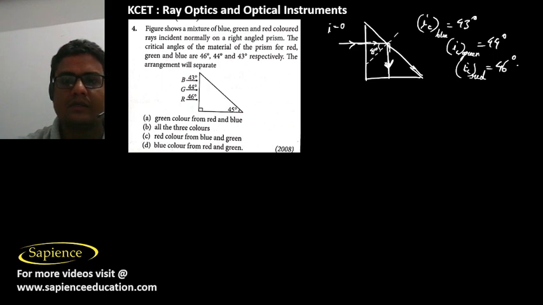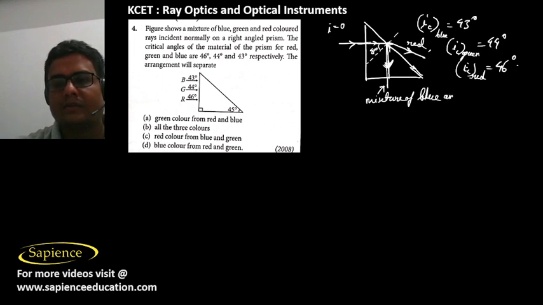So here this ray, and the red will not suffer total internal reflection. Since for red, this 45 degree is less than the critical angle. So the red color will come outside. But this ray will be a mixture of blue and green. So it means that this arrangement will separate the red color.